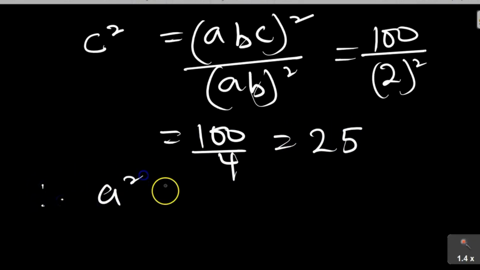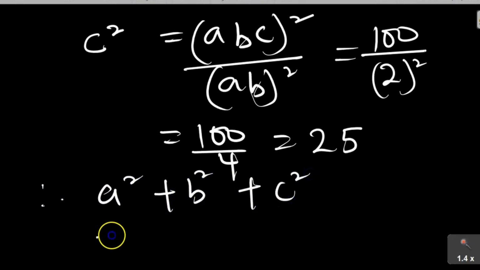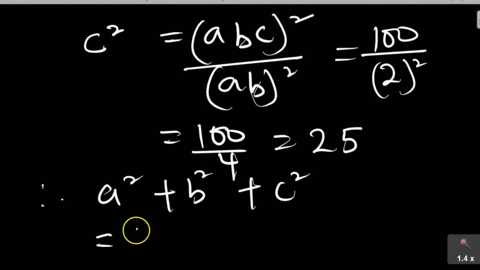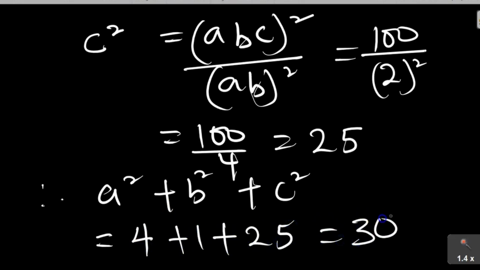Therefore, A² plus B² plus C² is equal to A² is 4, B² is 1. 4 plus 1 plus 25. And that gives us 30.